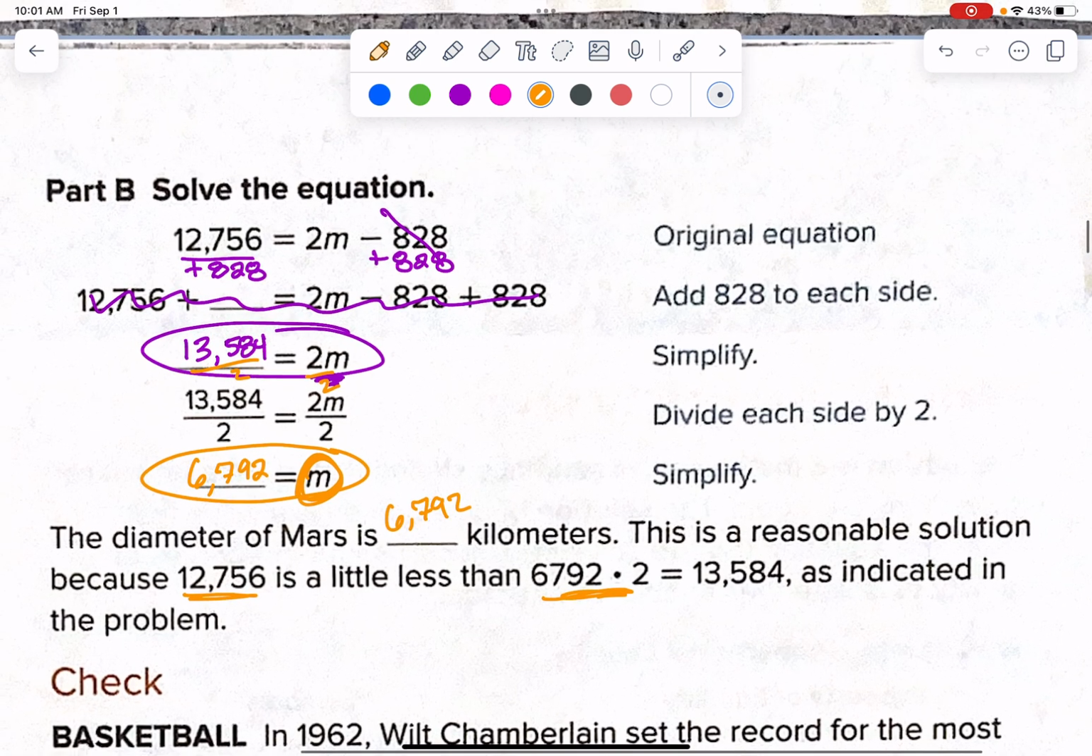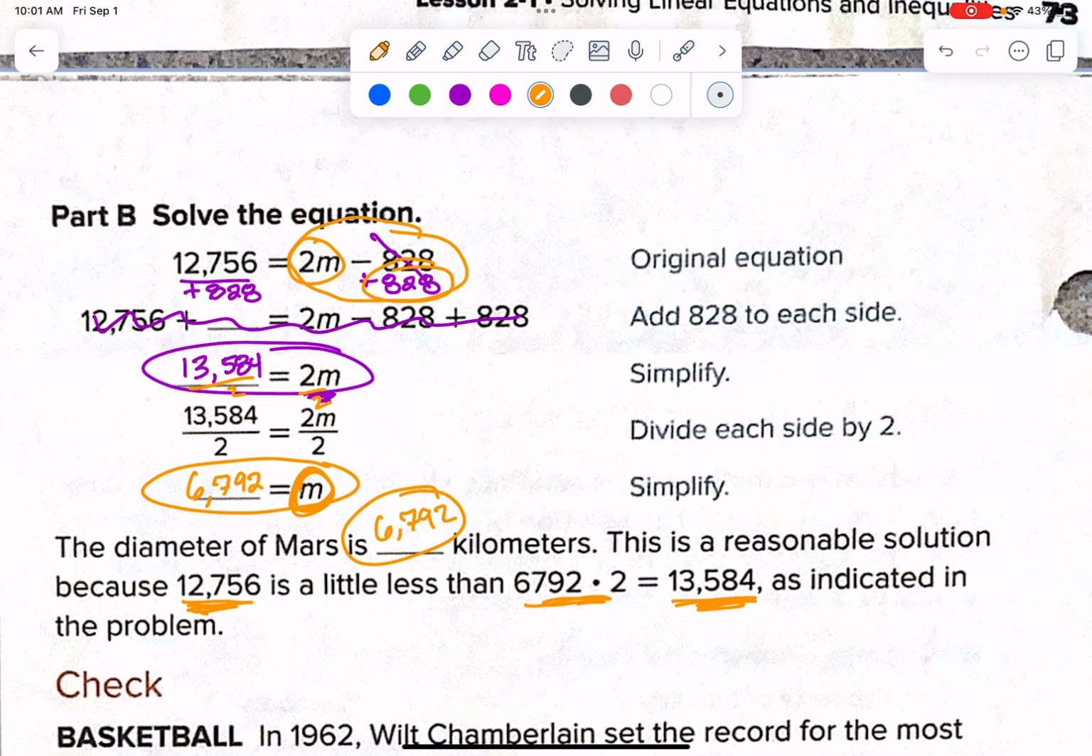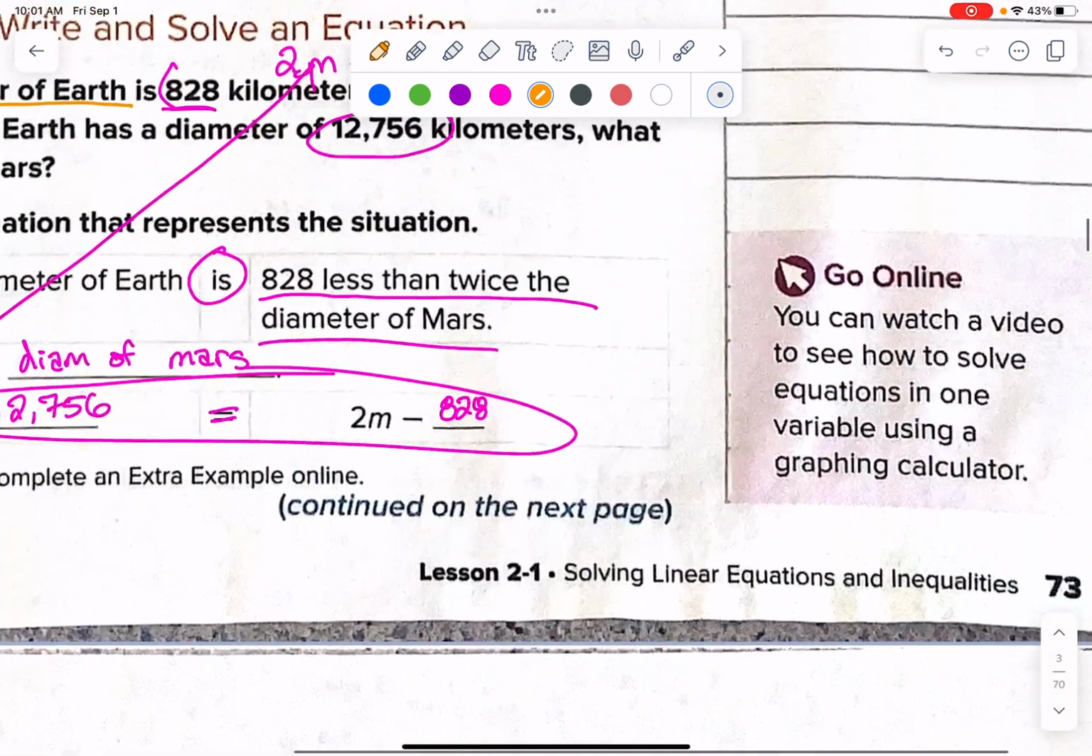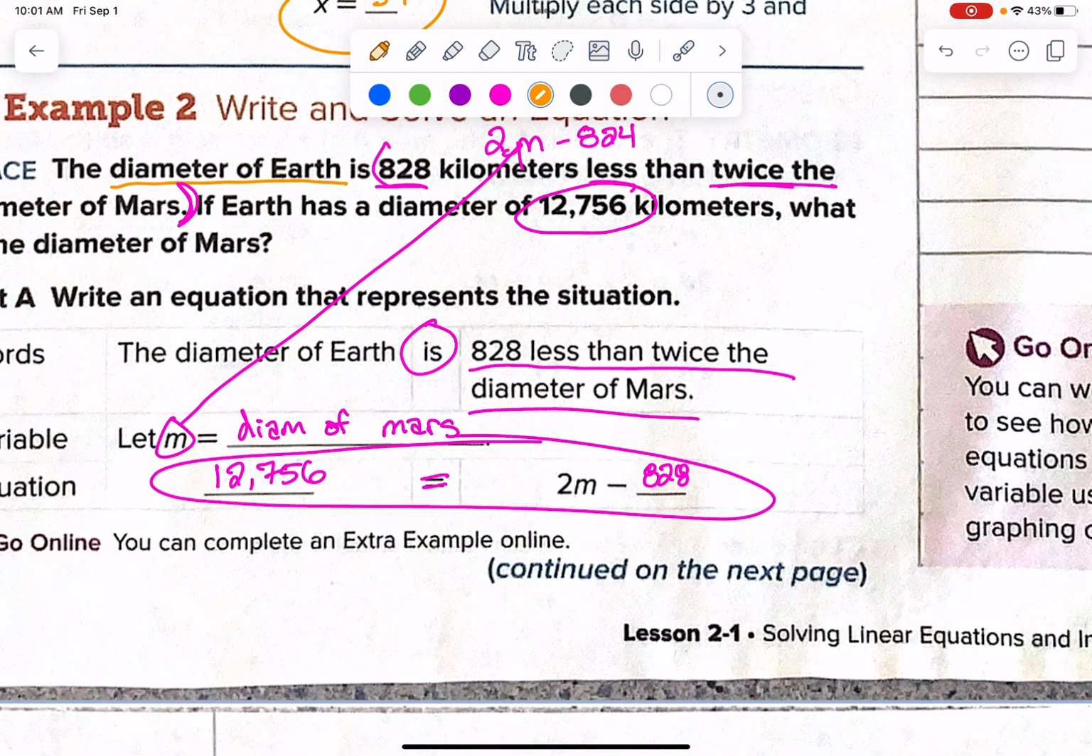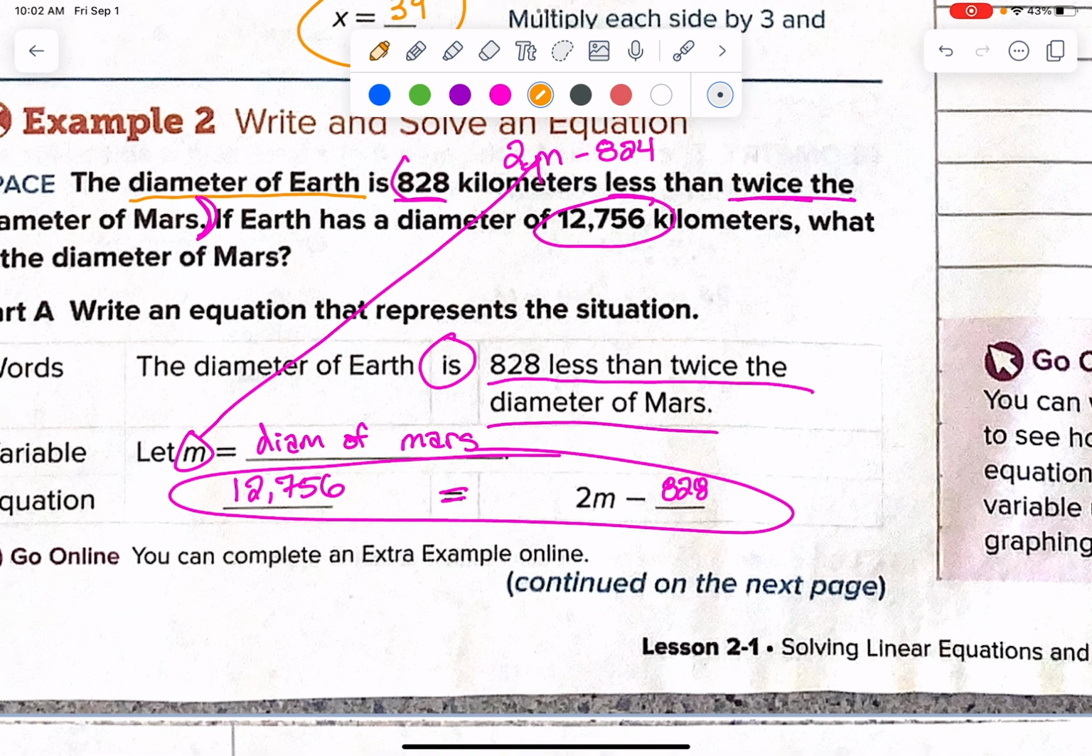We said that it was 828 less than twice what Mars was. So if I double Mars, I get this number, and the 12,756 is a little bit less than that. So that takes into consideration our 2m minus 828. All right, so the actual math of that was not that bad, but getting to the point where we have an equation, that was probably the hard part. So just sort those words out, underline things, just chunk out the paragraph so that you can come up with the 2m minus 828.